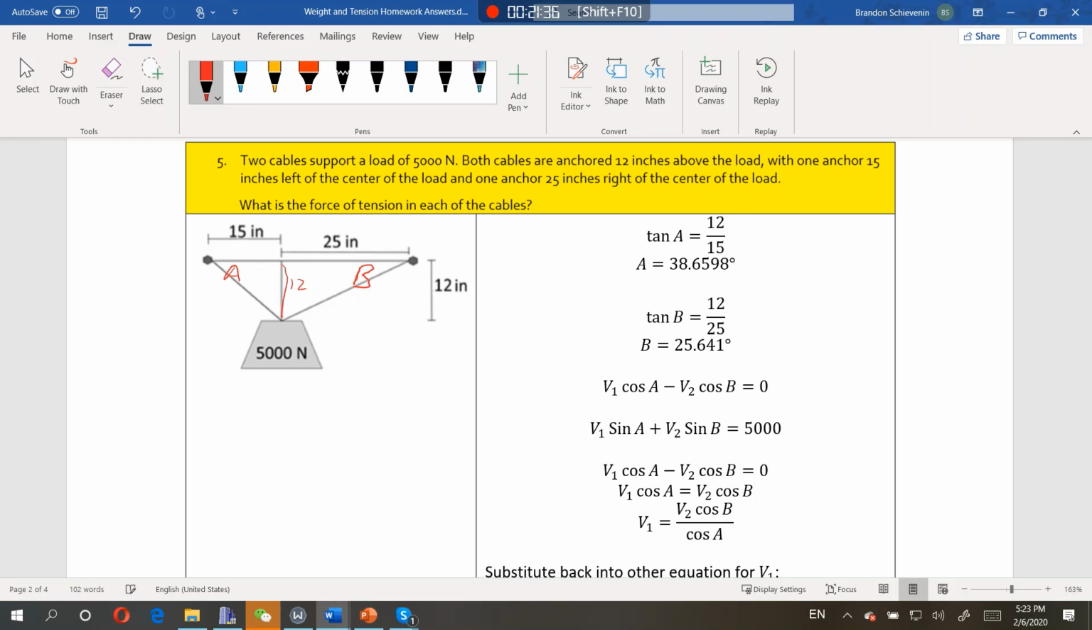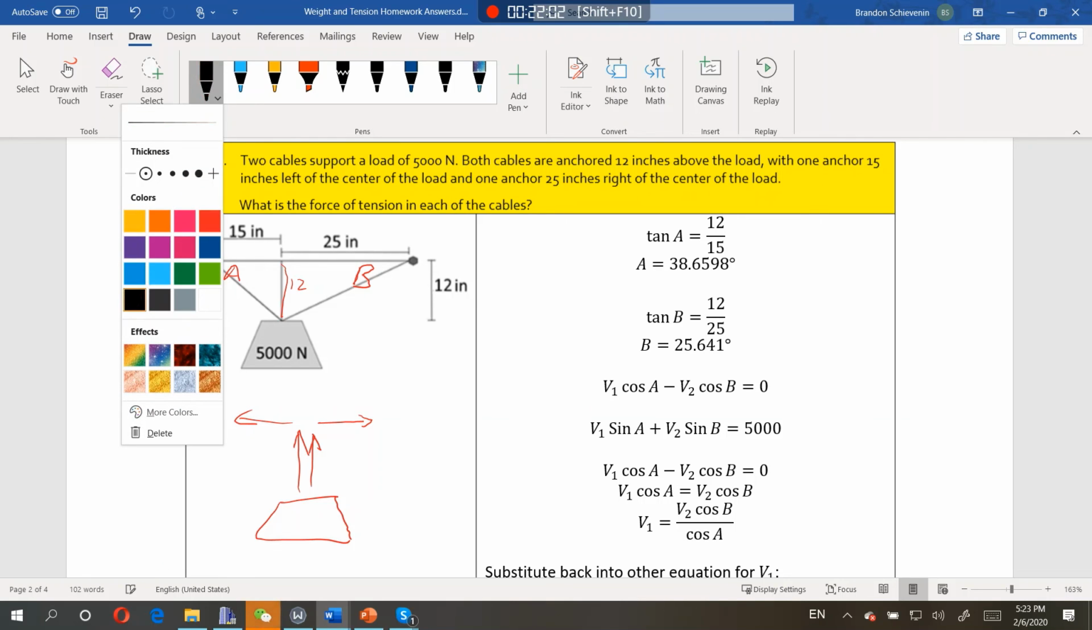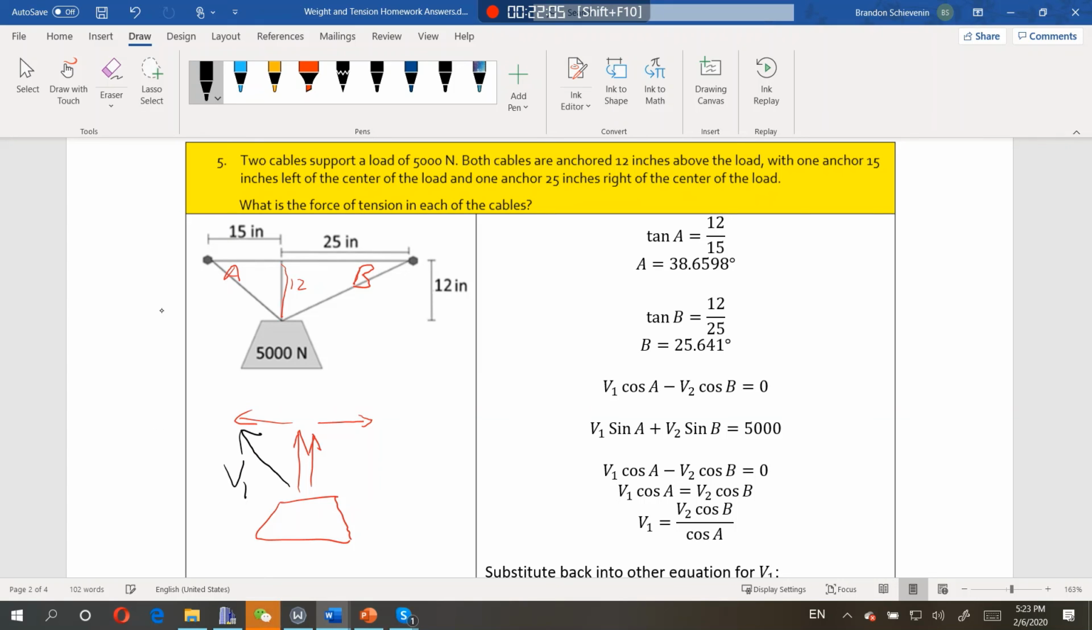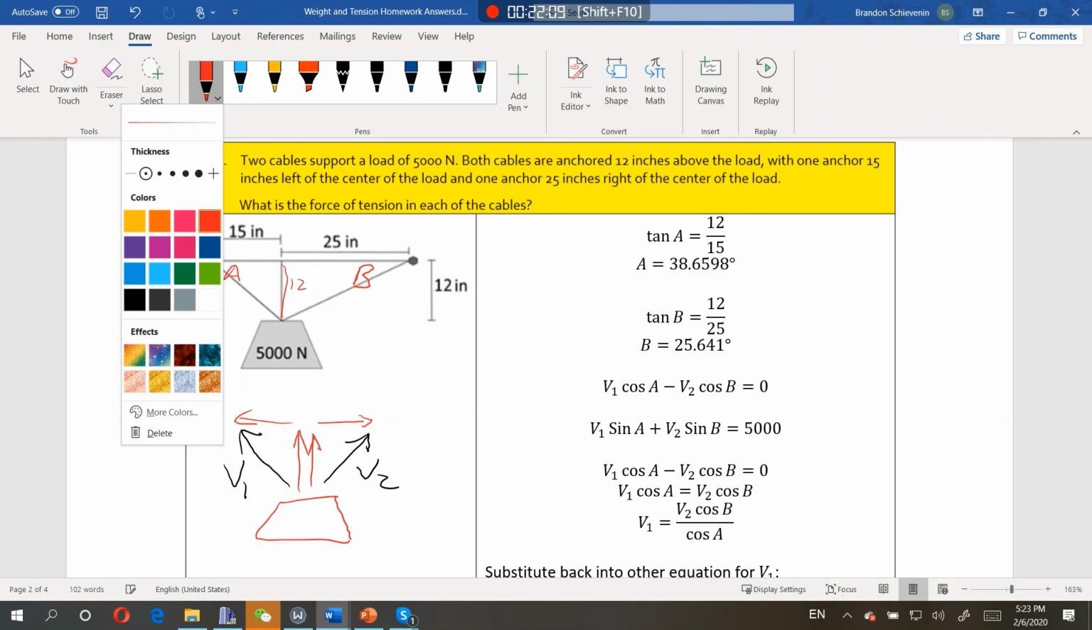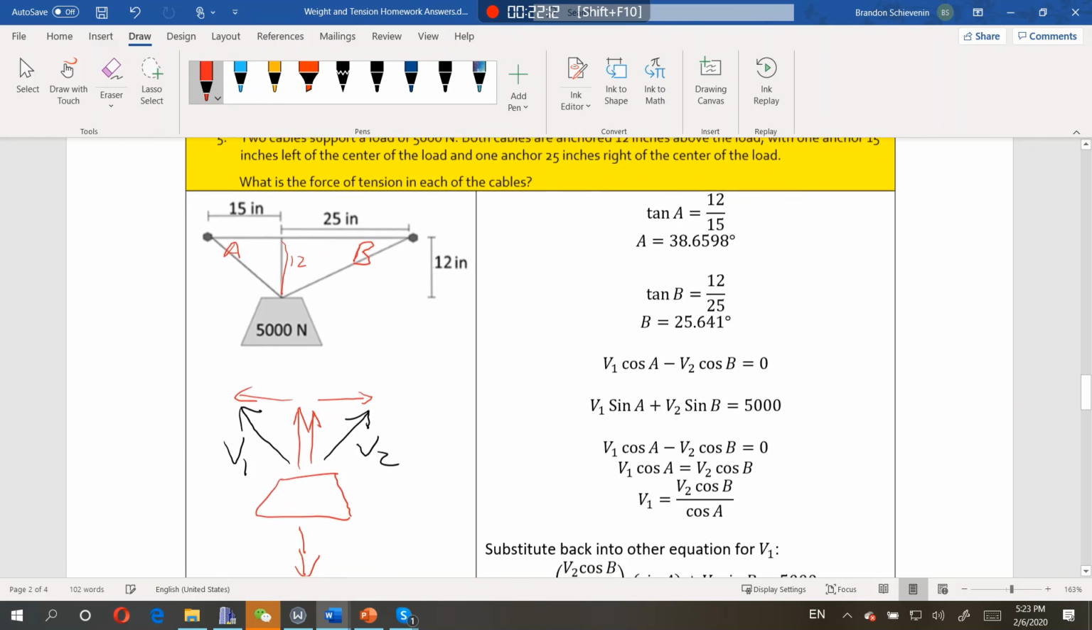Then I can set up a system of equations. I have forces of tension. Blow this up a bit. Forces of tension that are acting vertically for both of these, and forces of tension that are acting horizontally for both of these. So I'm going to call this one V1, and I'll call this one V2. And then we've also got forces of gravity for the weight that's pulling down.